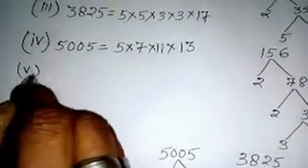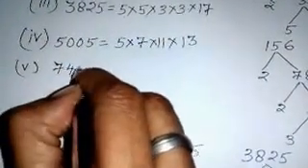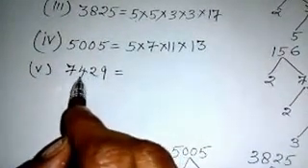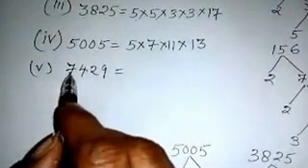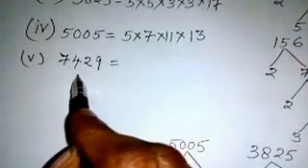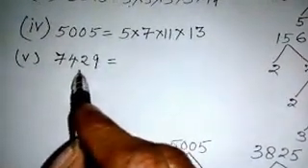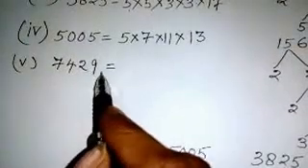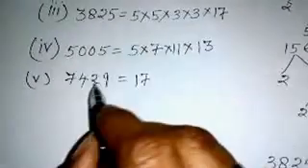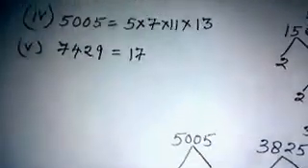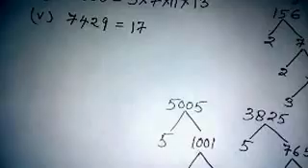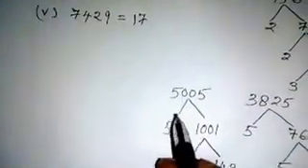Now the last part is 7429. 9 plus 2 is 11, plus 4 is 15, and 7 is 22. This is not divisible by 3. So let us try. We can try 13 or 7, since it is ending with 9. 7 sevens are 49. Like that you try and you will find that the first prime factor is 17. This is divisible by 17. It won't be divisible by 13 or 11. So let us start dividing it by 17.